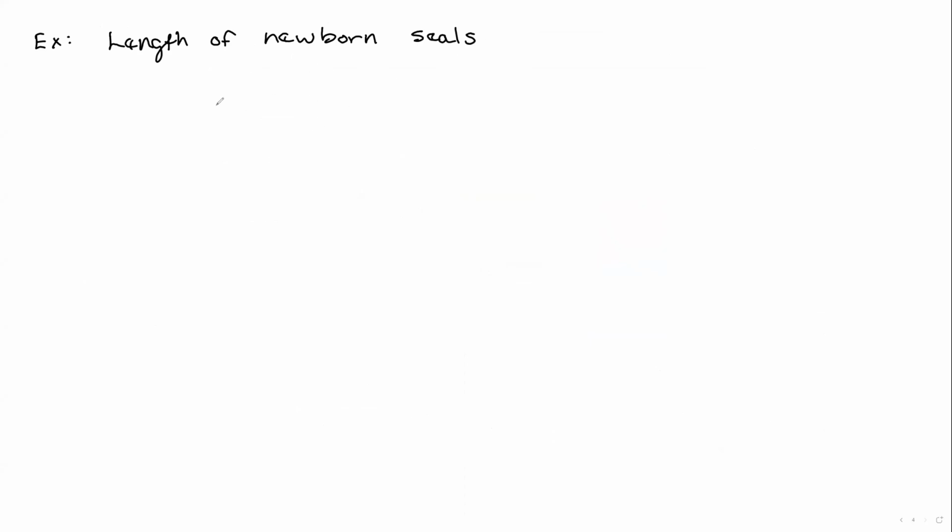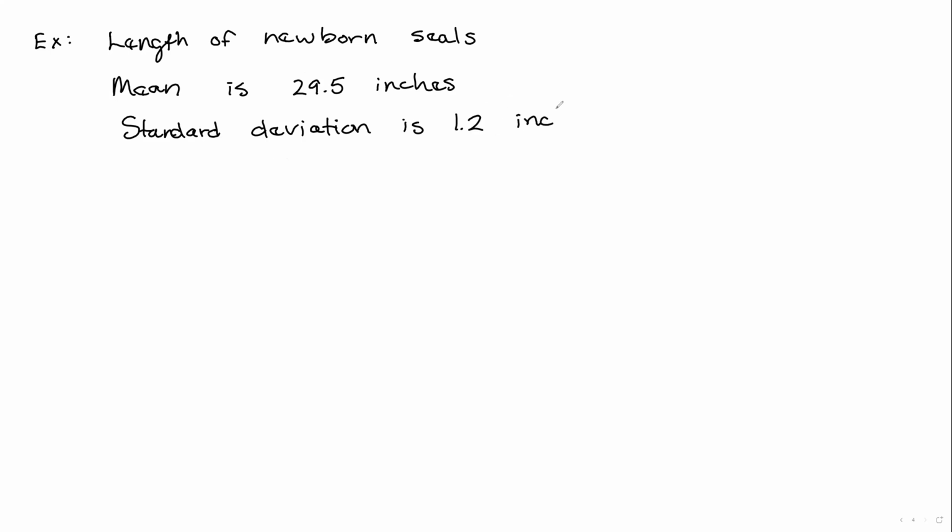All right, and so we're going to say the mean is 29.5 inches. And the standard deviation is 1.2 inches. And we want to find the probability that a random seal is within 1 standard deviation of the mean.